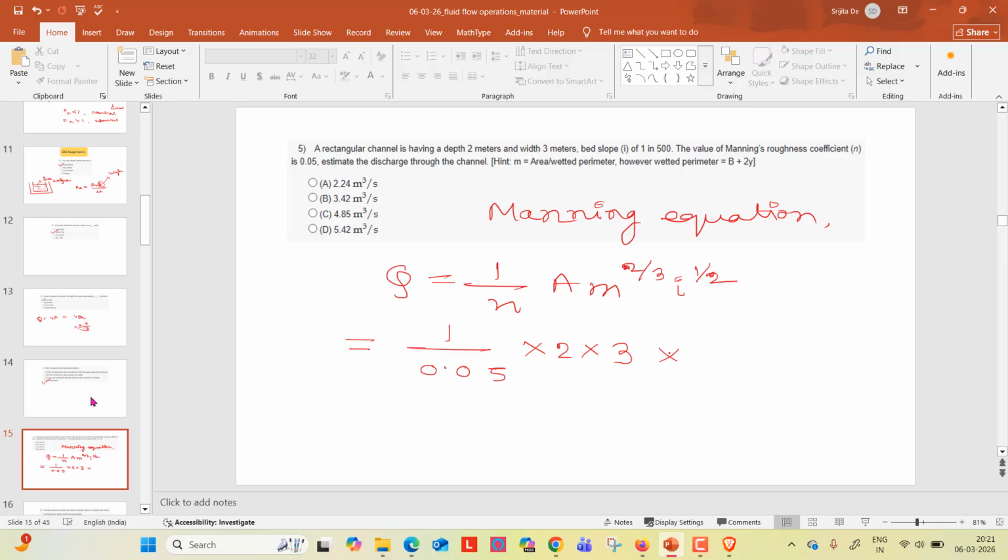You know what M is? M is A by P, right? So M is the area by perimeter. So area is 2 into 3 and perimeter is B plus 2y because there are two sides. B plus 2y means, if it is B and y, you can write it in this way also.